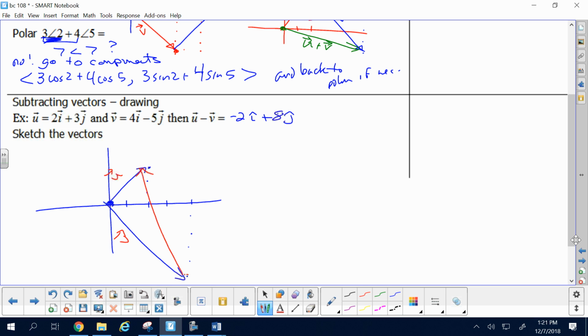Well, look at what we have here. The difference is supposed to be negative 2, 8. So is that red good, or is it the green? Which of those depicts negative 2, 8? The red. Yeah, the red is the way to go. So it's from v towards u. Here's u.